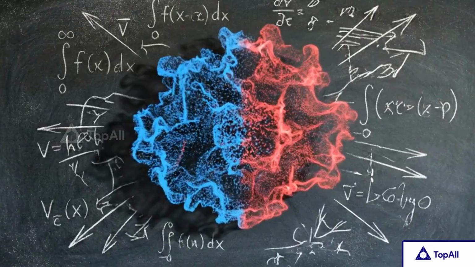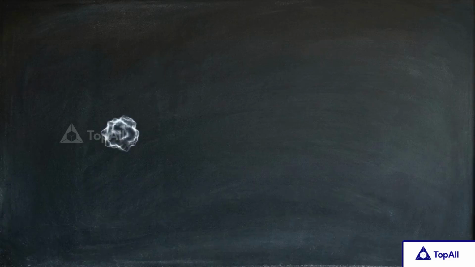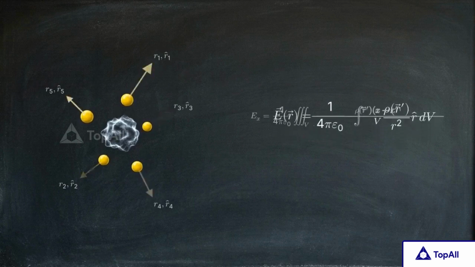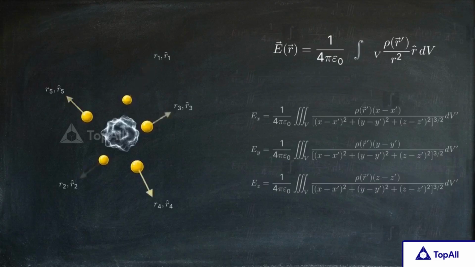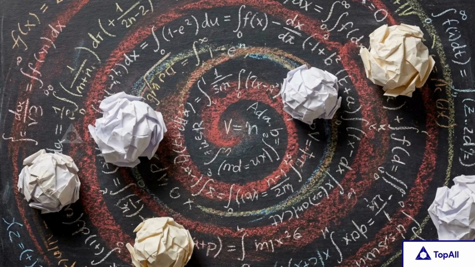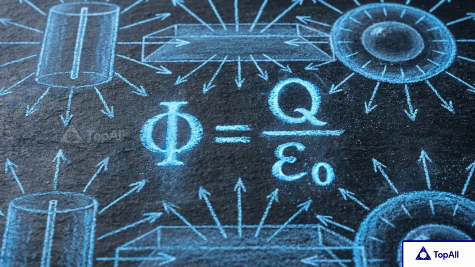If you try to calculate the field of an asymmetrical blob using standard integration, you run into a mathematical wall. Because the shape is irregular, the distance and direction vectors change for every single point you measure. You're left with a calculus equation of overwhelming complexity. Attempting to solve these complex shapes through brute force integration is a mathematical trap, one that most students would prefer to avoid. Gauss's law provides a way around that trap.